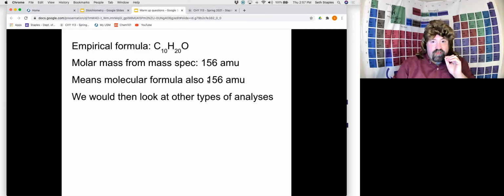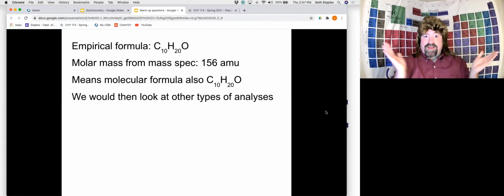Oh, and I've got to make sure to adjust my slide here. So it means the molecular formula is also C10H20O. I'm actually going to fix that right now while I'm thinking of it. And we're back, all fixed.